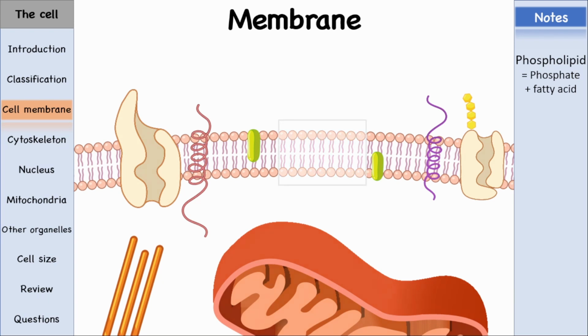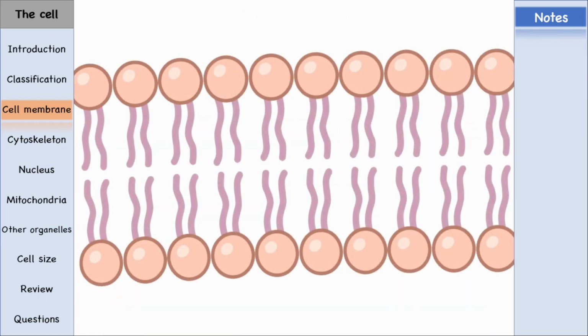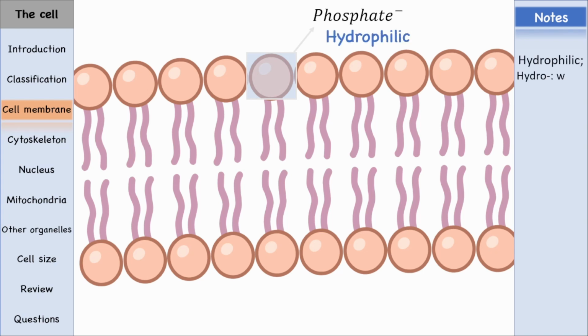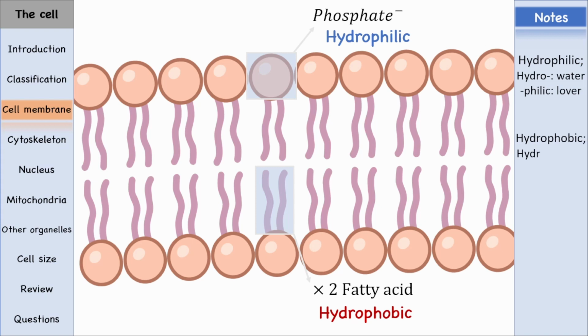Let's talk about the phospholipid structure. It has two parts, the head and the tail. The head part is made of the negatively charged phosphate group, which makes it hydrophilic. And the tail part is made up of two fatty acids, and because it is fatty, that makes it hydrophobic. In the bilayer, the head parts are facing out, and the tail parts are facing in. So head is out, tails in.